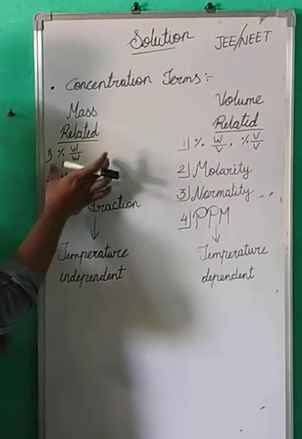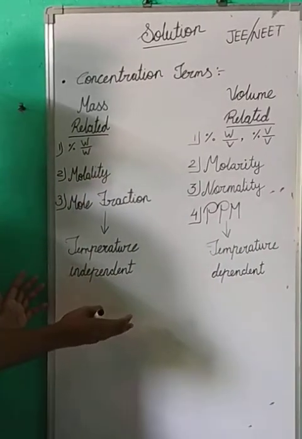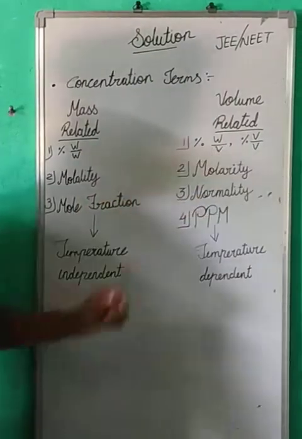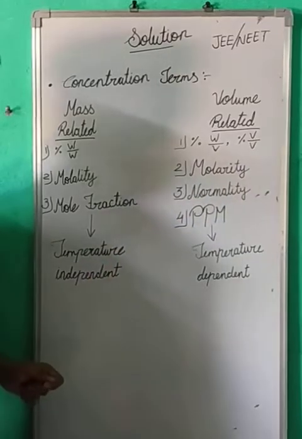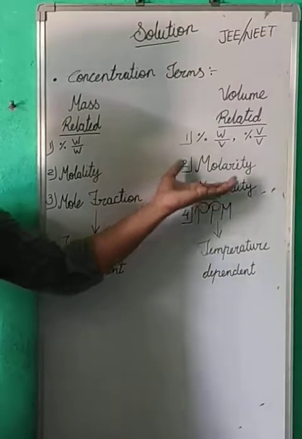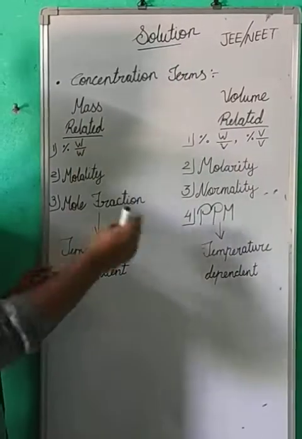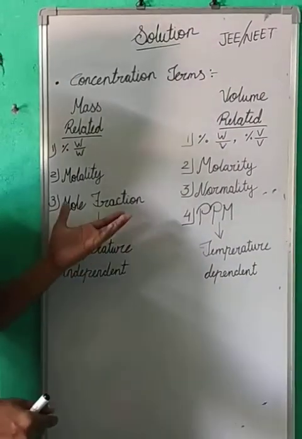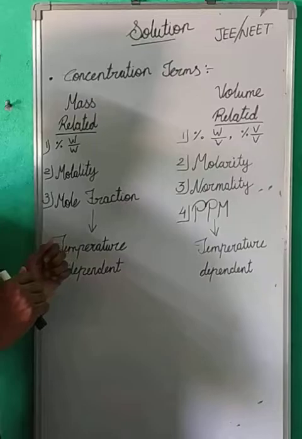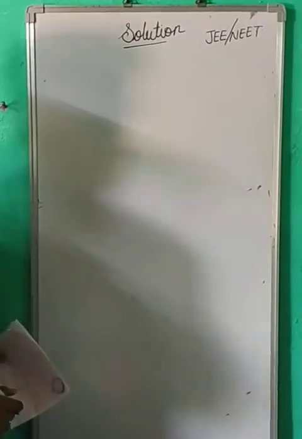As you can see, there is a presence of the term mass over here. These concentration terms are all temperature independent, because if you change the temperature there is no effect on mass. But these terms consist of volume in their formulas, so if you change the temperature, the values of these terms also change. So now we will study all the concentration terms one by one, and I want you all to make notes of it and copy all the numericals based on this. So now let us start with the first concentration term, that is percentage weight by weight.